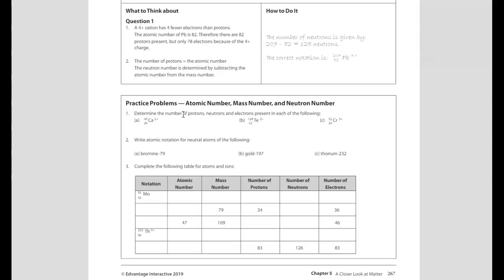So I've scrolled down a bit. We're on the same page, and we're going to solve a few of these practice problems together here on page 267 of your textbook. I'll take you to the whiteboard where I can write more easily than I can in this digital book.